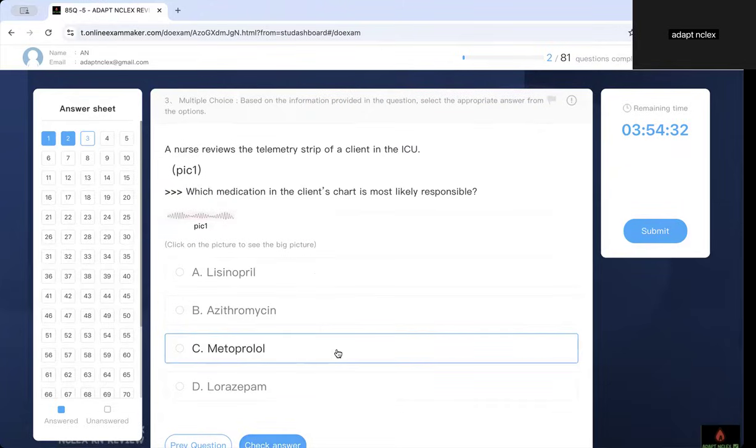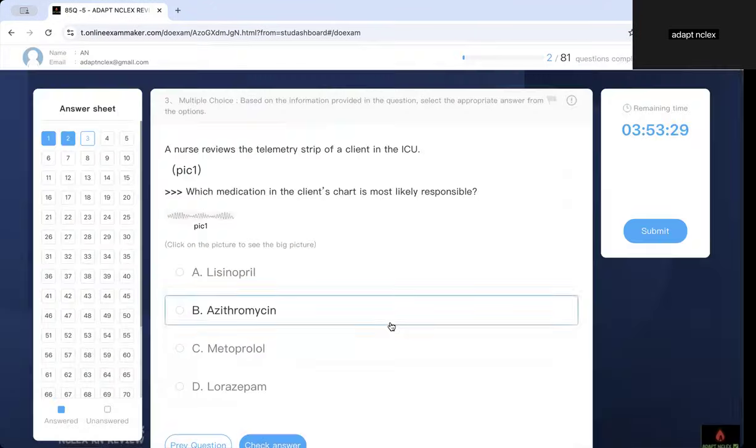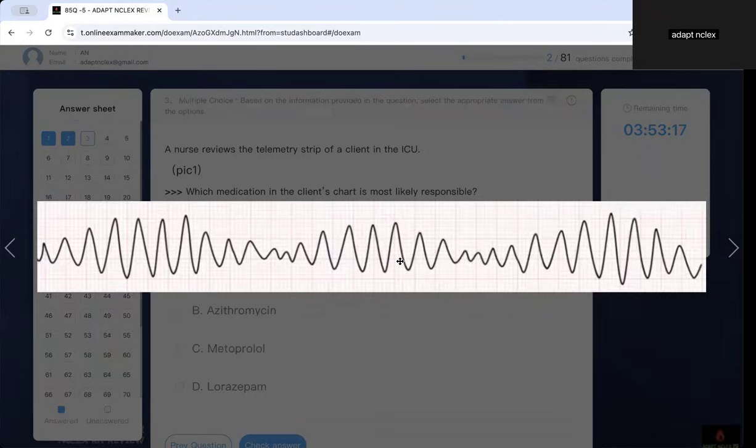Number 3. A nurse reviewed the tele strip of a client. The medication in the client's chart is most likely responsible for this strip. Does it look similar to the previous one? The options are lisinopril, azithromycin, metoprolol, and lorazepam. I'm giving you a few seconds. Think about it. Lock in your answer. Once again, this is the strip. What do you think?